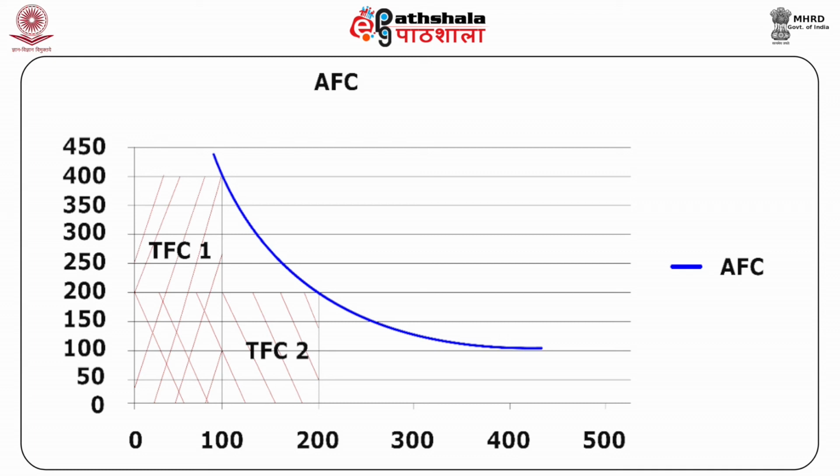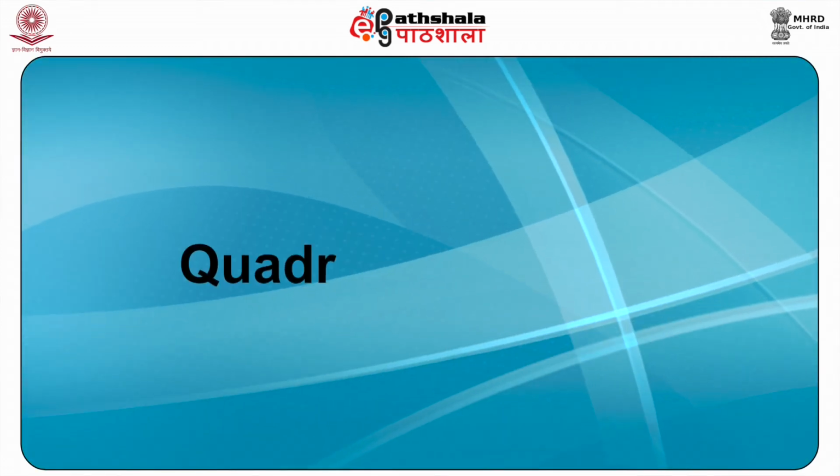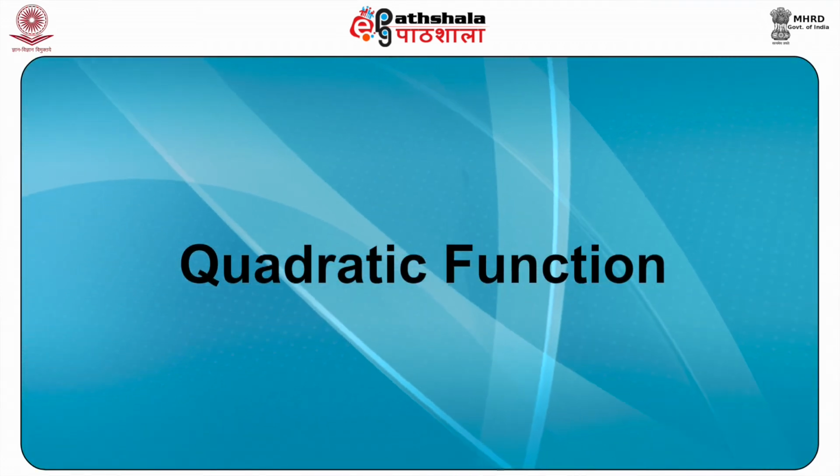On the other hand, when the average fixed cost is 200, then the production would be 200. 200 into 200 would again be 40,000 rupees. This way, in general, we can say that AFC into Q is equal to TFC. Therefore, the area under the curve will always be constant, which means that in the figure we can see that TFC1 is equal to TFC2.